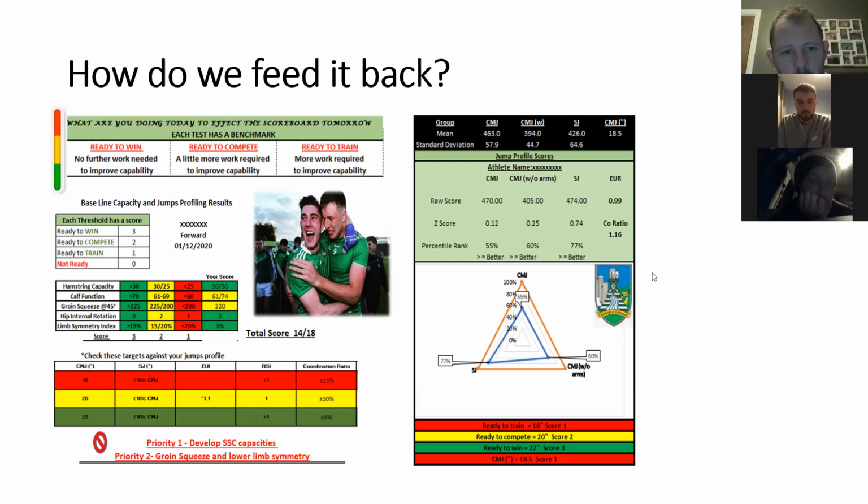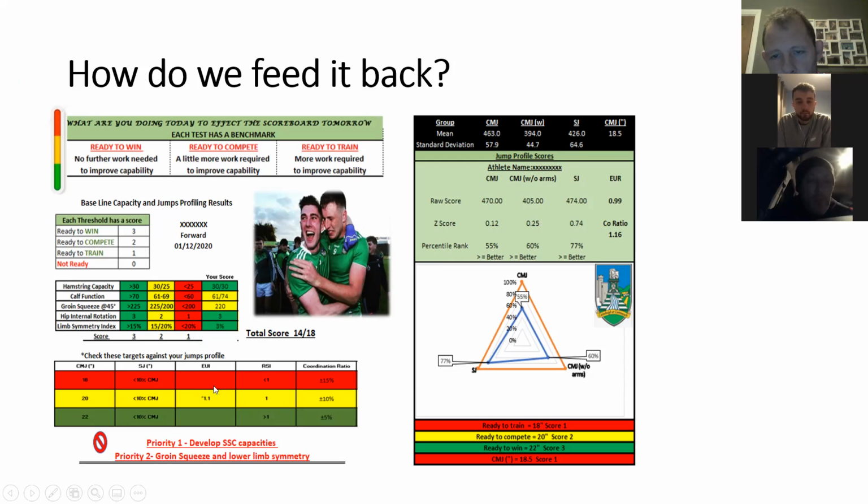So we can see that these are the ready to win, ready to compete, ready to train. These are this fella's scores, right? And it gives him a total score out of 18. So his total score is a 14 out of 18, okay? 18 out of 18 would be optimal, but then it gives him his priorities. So we bring him down here.